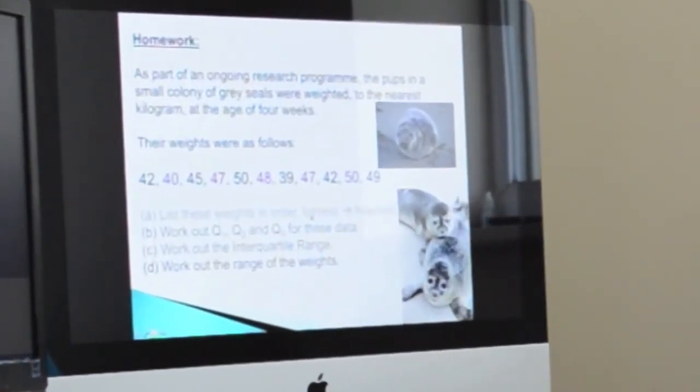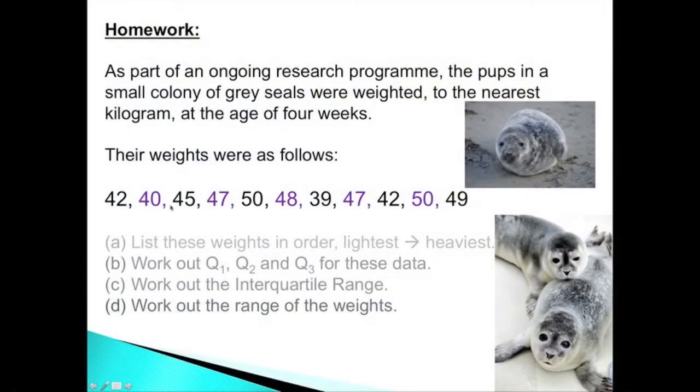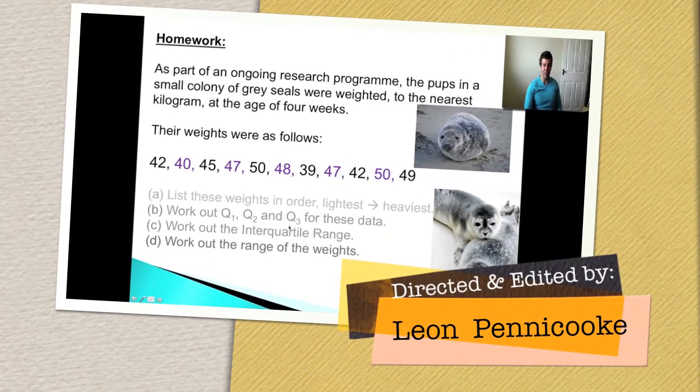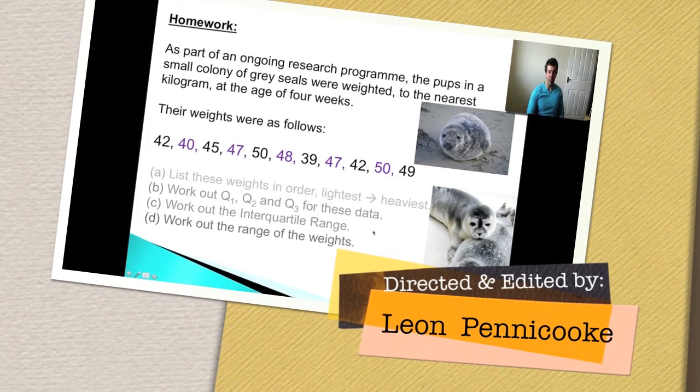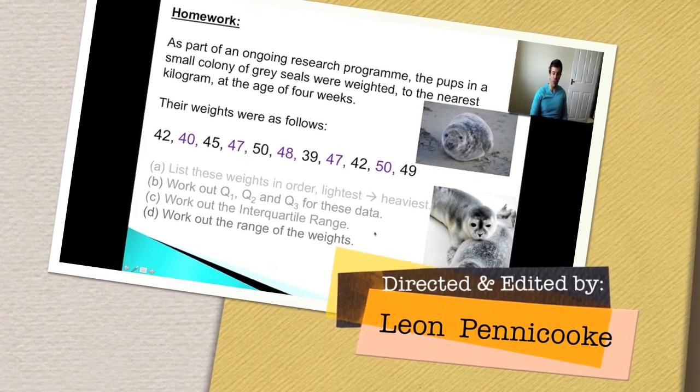Don't forget, you need to write the values in ascending order. You need to know how many there are because the quartile values use n plus 1. Once you've got your lower and upper quartiles, take one from the other to get the interquartile range and compare that with the whole range, the largest seal minus the lightest seal.